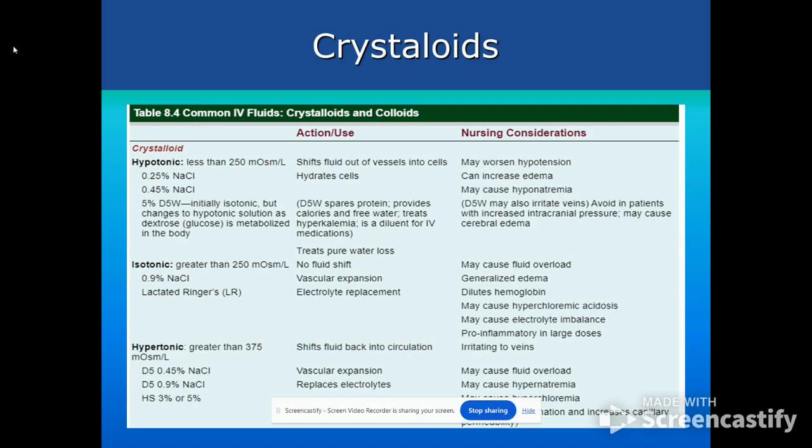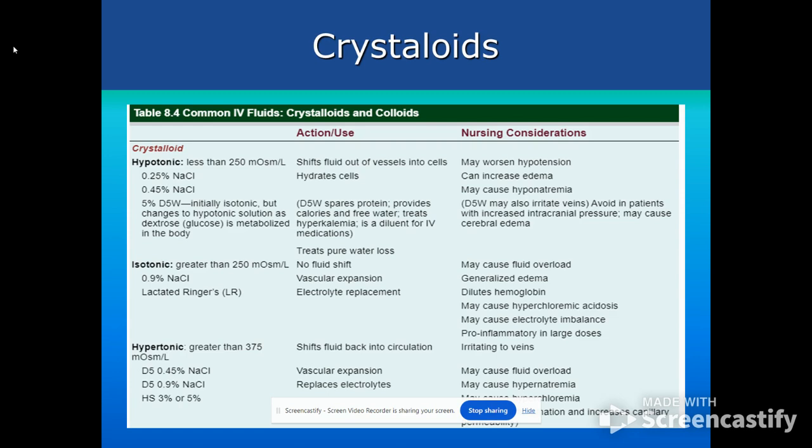Hypotonic solutions are 0.25% normal saline and 0.45% normal saline, also D5W. This, again, will shift fluid out of vessels into cells. It will help to hydrate those cells. It can worsen hypotension. So if somebody has a low blood pressure, we do not want to give them a bolus of half normal saline, because this is not going to help that. It will worsen it. It can increase edema, so if they're third spacing already, it can increase that edema. It can also cause them to have low sodium. So just be considerate and mindful of those.